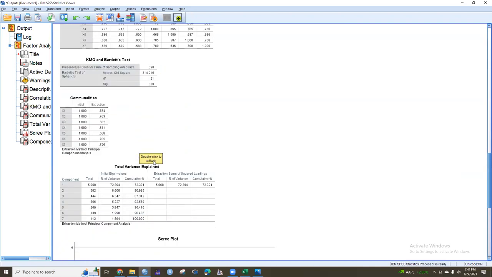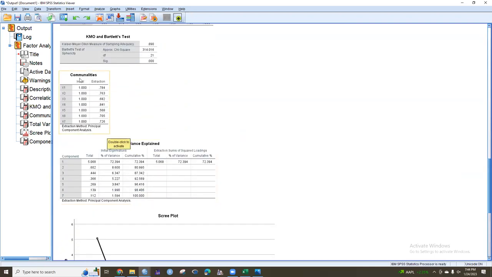Okay. Now, communalities. So the factors are explaining 78% of the variability in X1. Okay. So most of them are explaining more than 70% of the variability, but for X5, the factors are only explaining around 56% of the variability.